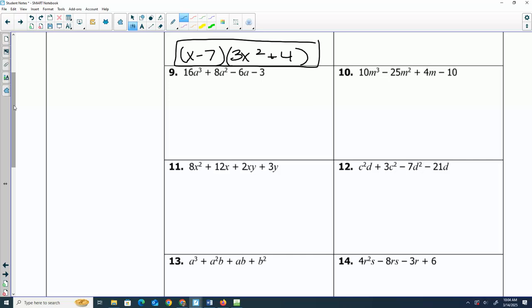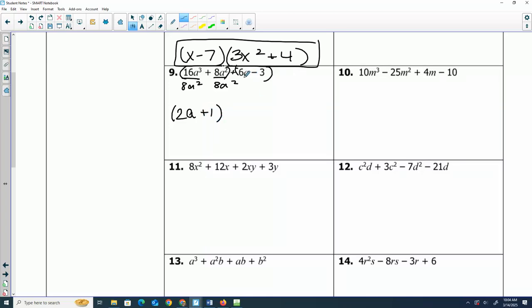Alright, number 9. So if I group those, if I group the first 2, what do you notice when you go to group the second 2? Yes, because this is a minus, I need to make it plus negative 6 first, and then I can group the second 2. 16a cubed and 8a squared. What can I divide both of those by? Okay, so 16 divided by 8 is 2. You have 3 a's, you took out 2, so 1 left. What's 8a squared divided by 8a squared?